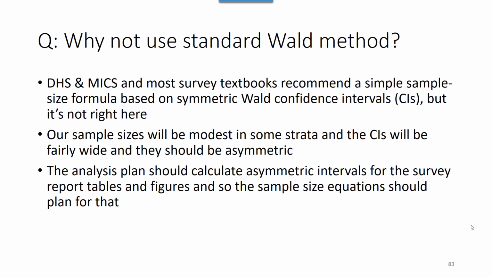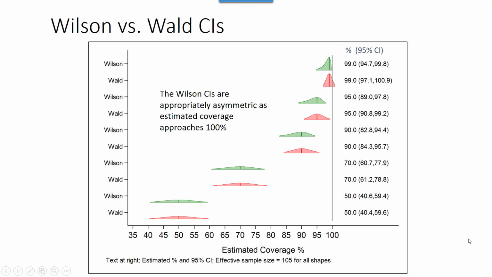The confidence intervals will sometimes be quite wide, and those intervals should be asymmetric, not symmetrical. I'll show you a slide in a moment. The analysis plan should calculate asymmetric intervals. That's what you should put in your figures and your tables. And so if that's what you're going to do in the analysis, then I think that's what you should also do when you're calculating the sample size.